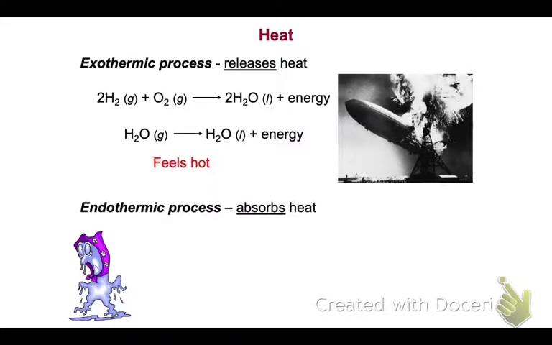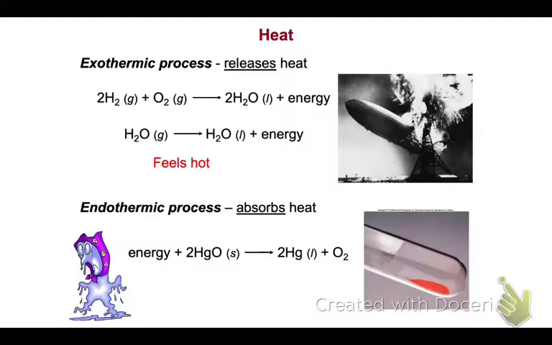The opposite of exothermic processes are the endothermic processes, and these are processes or reactions that do need heat to occur. For example, if I want to decompose mercury(II) oxide into mercury and oxygen gas, I need to heat it. Once I heat it, this reaction will happen, so that reaction is endothermic.